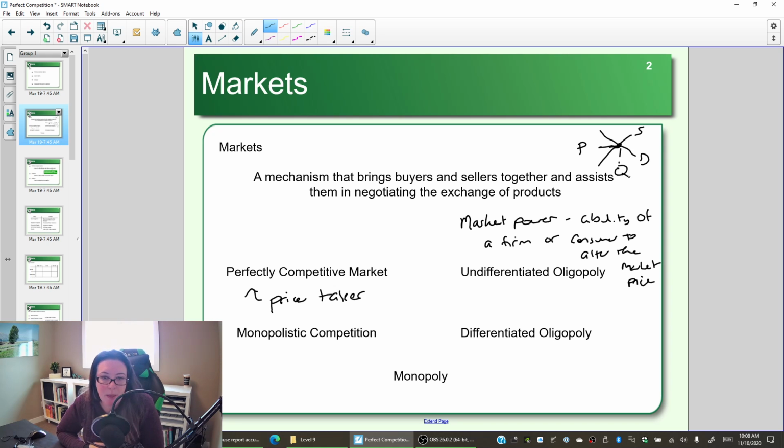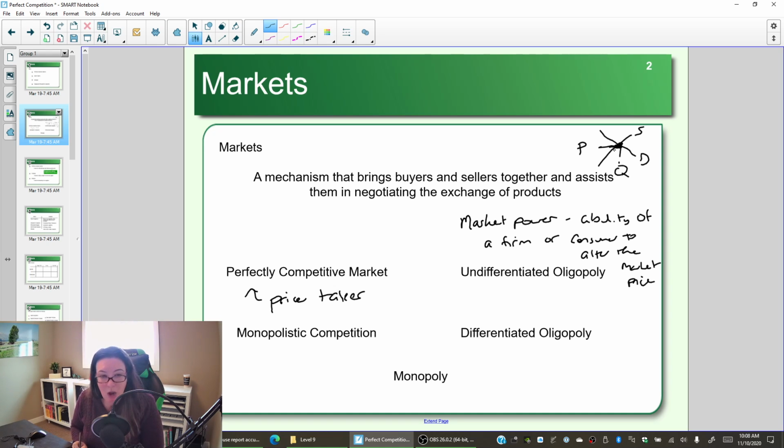So in a perfectly competitive market, no individual company or individual person, consumer, has market power. Everyone's a price taker. They take the price that's determined by the market, supply and demand. That is not true for these other types of markets. The other types of markets we're going to look at, one entity has more market power or more influence over price. So let's look at these different types of markets.